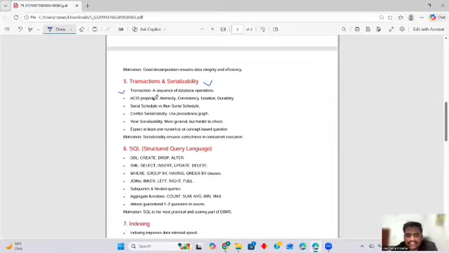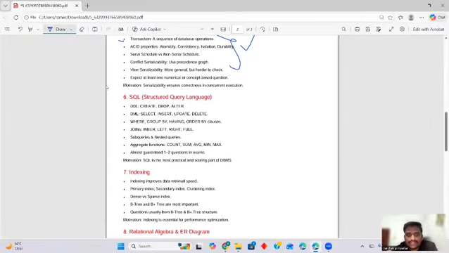Transaction and its properties, serial schedule, non-serial schedule, conflict serializable using a precedence graph, view serializable. So this topic is two. Revise each and every topic properly. This year, from my point of view, you can expect two questions from this topic. And SQL is the most important topic.